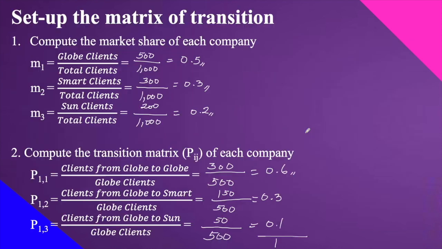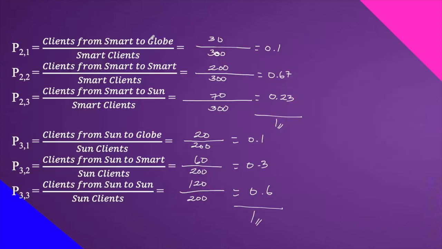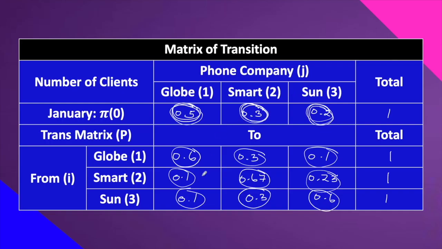And next is, of course, the computation for the transition matrix of each company. Same na computations tayo before. Clients from Globe to Globe, all over Globe clients yan. Clients from Globe to Smart and Globe to Sun. So, 0.6, 0.3, and 0.1. Nasaan siya sa table? Ito po. Dito naman, clients from Smart to Globe, Smart to Smart, Smart to Sun, all over Smart clients po yan. And that will be 0.1, 0.67, and 0.23. Nasaan yan? Ito po. Second to the last na row.